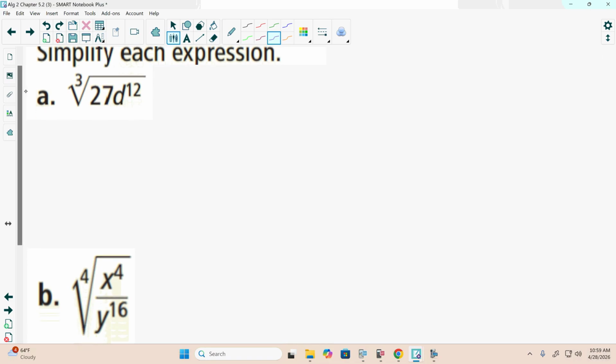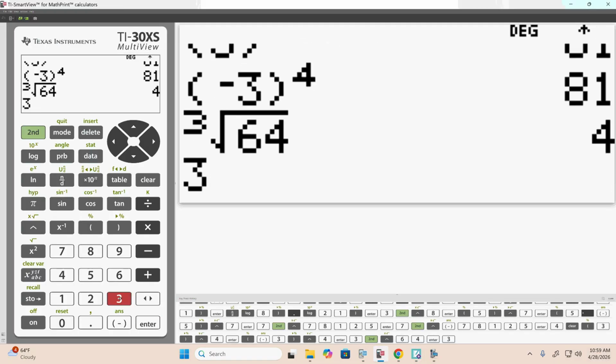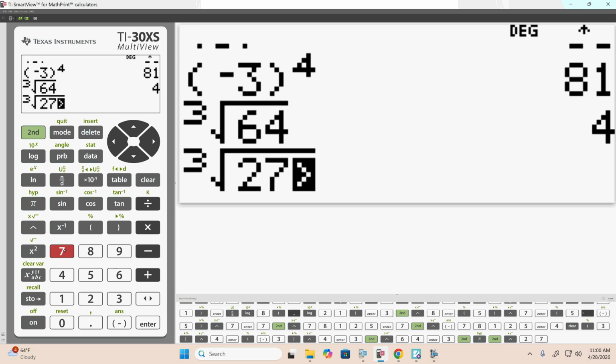Cube root of 27d to the 12th. Two main parts that we have. We're taking the cube root of 27 and d to the 12th. Well, if we wanted to, since 27 is just a number, I can see if the calculator will tell me what the cube root of 27 is. Lo and behold, it is 3.